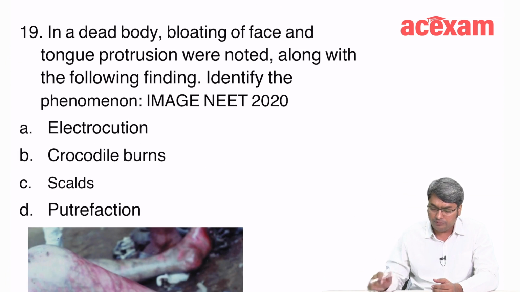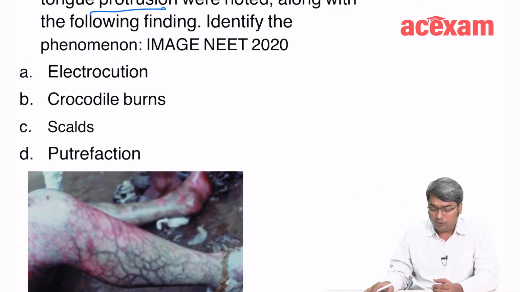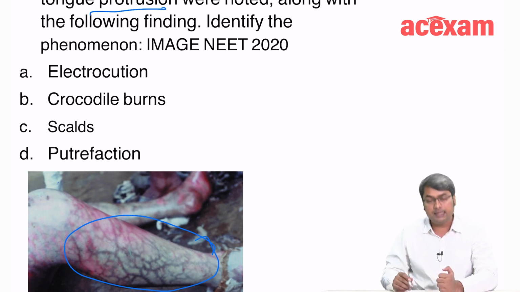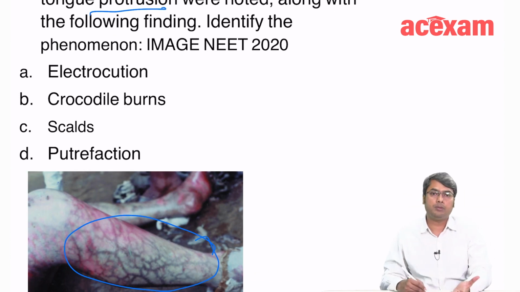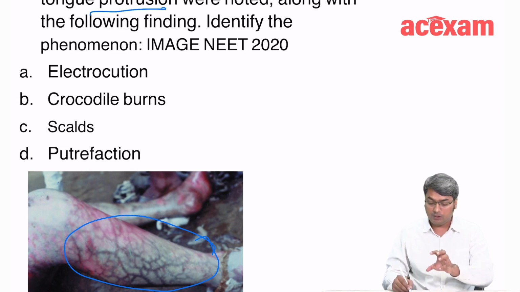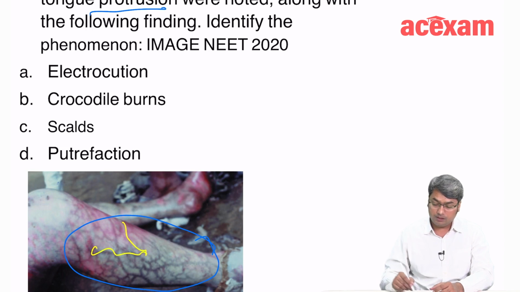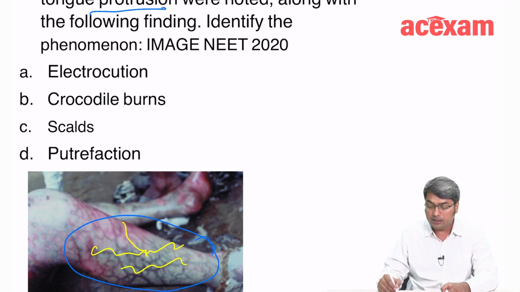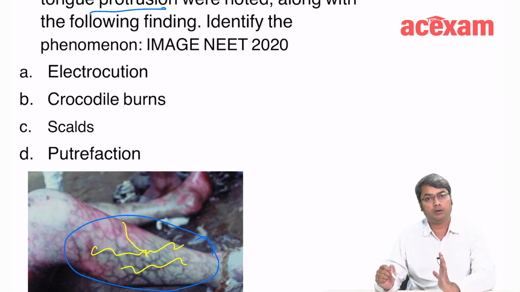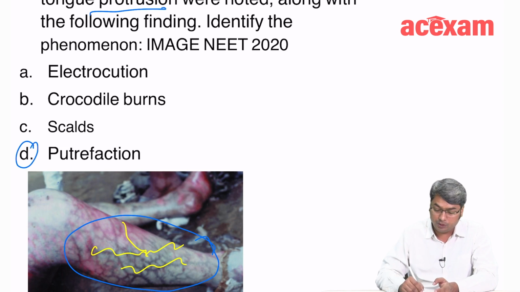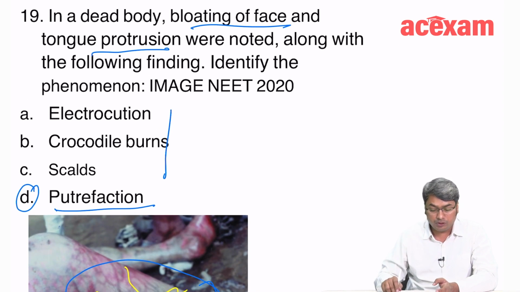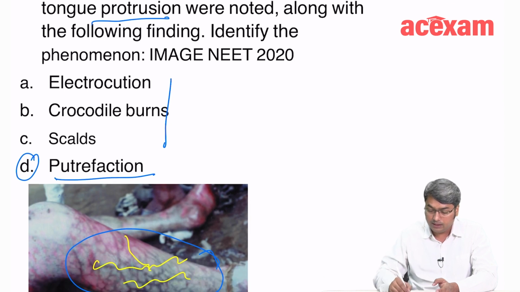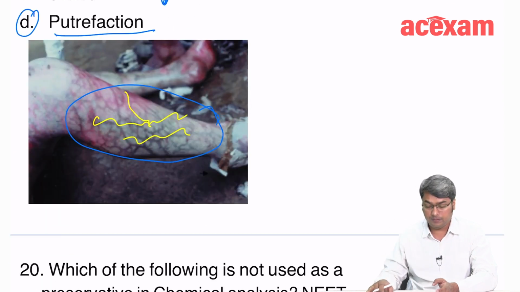In a dead body, bloating of the face and tongue protrusion were noted, along with the following finding, again an image of marbling. They may use this image or any other images of marbling, but in all of them you will see this particular branching pattern following the vasculature. Whatever images they give, see whether there are already decomposition changes in the body and whether there is a branching pattern following the blood vasculature. If it is this, then it is definitely putrefaction. In none of the other three conditions, electrocution, crocodile burns or scalds, will you find this sort of image.